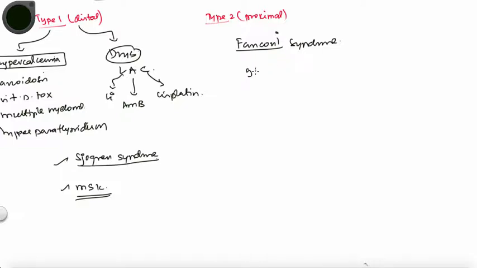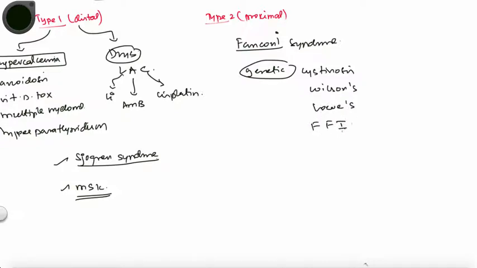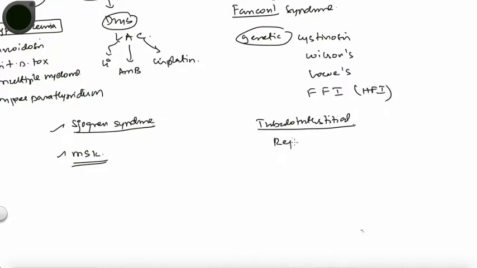For example, the genetic causes like cystinosis, Wilson's disease, Lowe syndrome, and hereditary fructose intolerance, or HFI. All those things cause Fanconi syndrome. A lot of tubulointerstitial diseases can also cause Fanconi syndrome. For example, immune rejection can cause Fanconi's, and medullary cystic disease, or MCD, can destroy the tubules, especially the proximal tubules. Sometimes even multiple myeloma can cause Fanconi's.